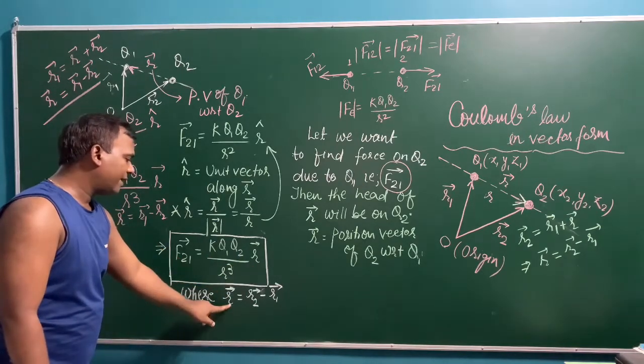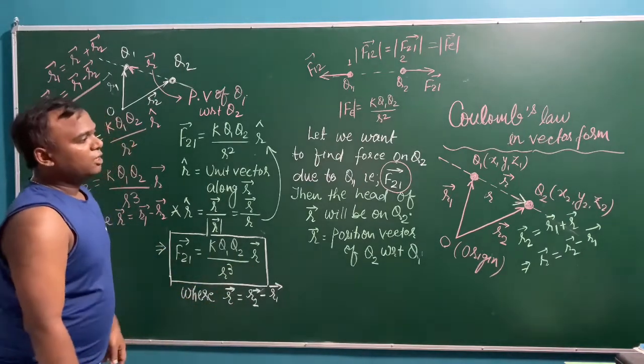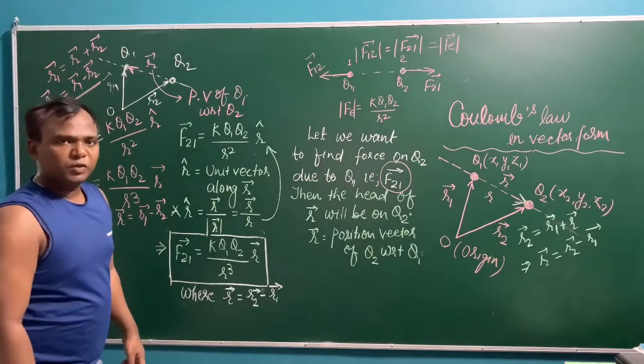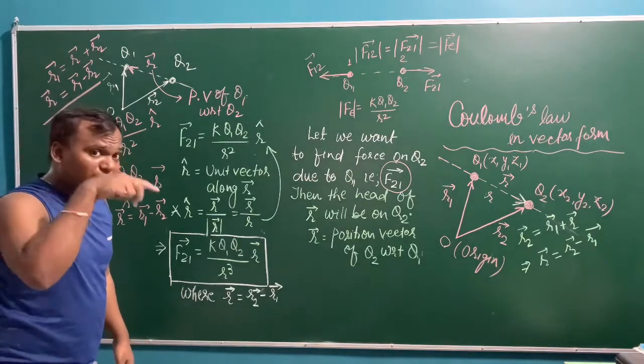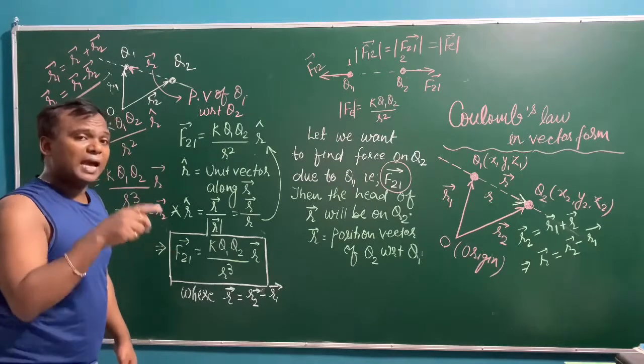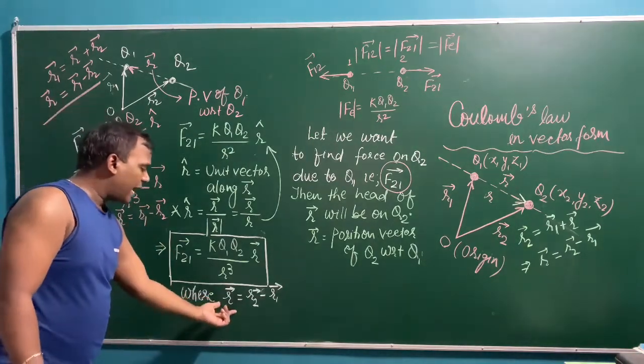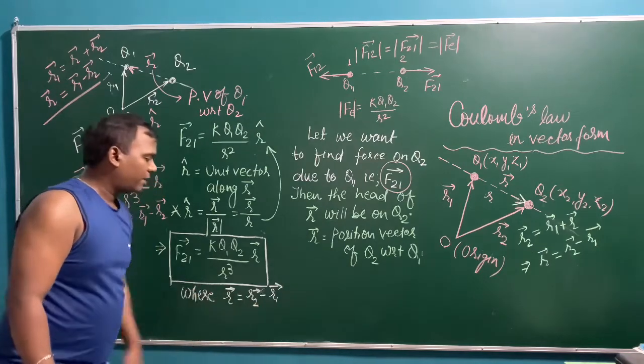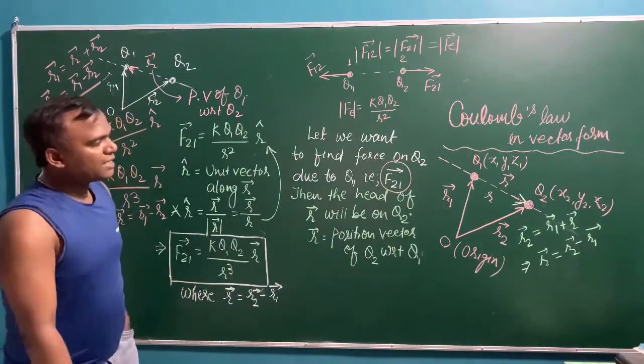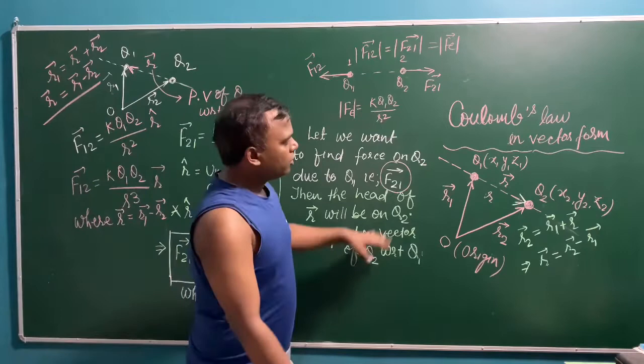And what is the r vector? The r vector is the position vector of Q2 with respect to Q1, where we want to find the magnitude as well as direction of the force. So that's why r is equal to r2 minus r1. r is equal to r2 minus r1 can also be found using the triangle law.